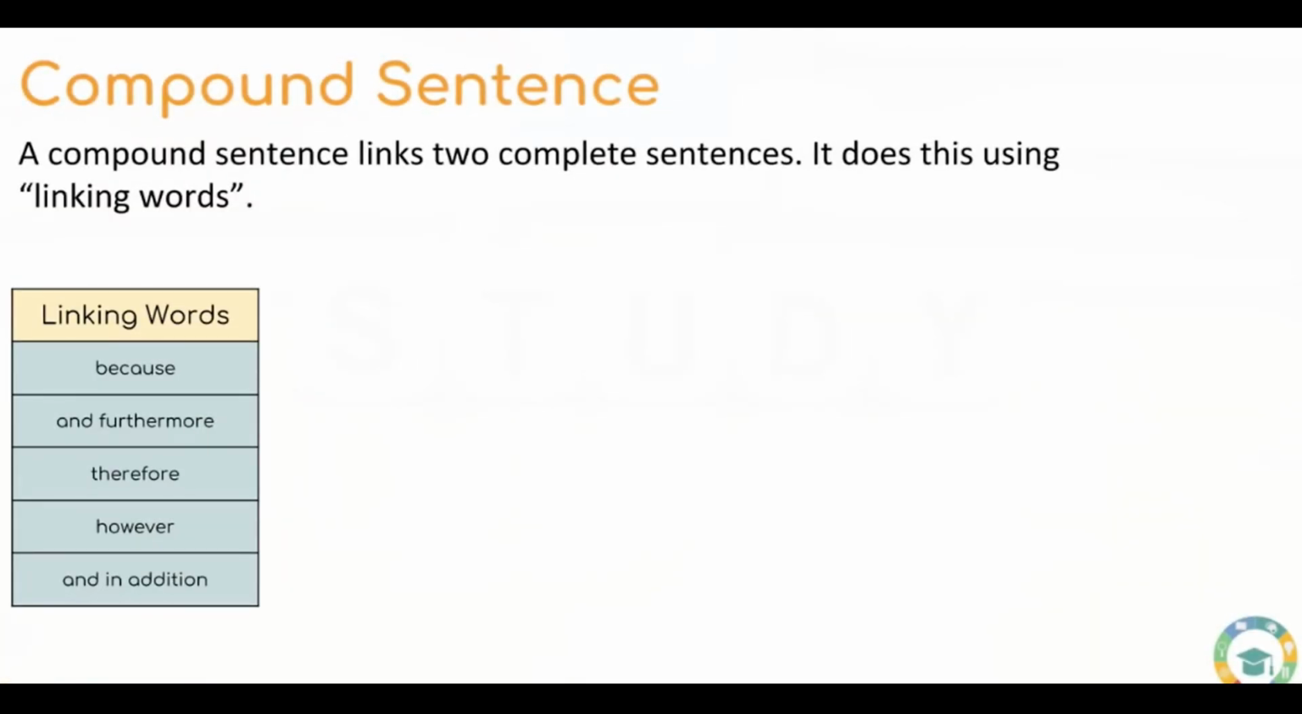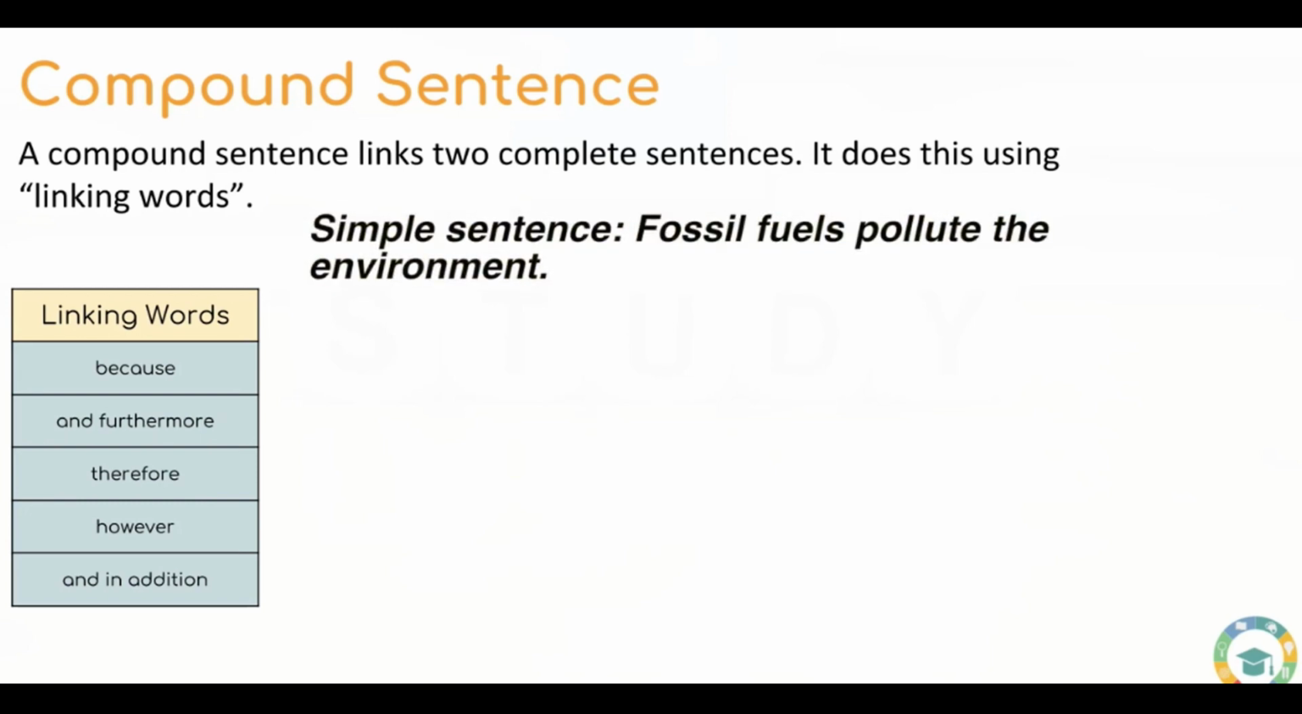The first sentence type we'll be looking at is a compound sentence. A compound sentence is 2 whole, complete sentences linked in the middle by a linking phrase or word. You can see to the left of this page I have my linking words table, and I'll show you a few examples now.